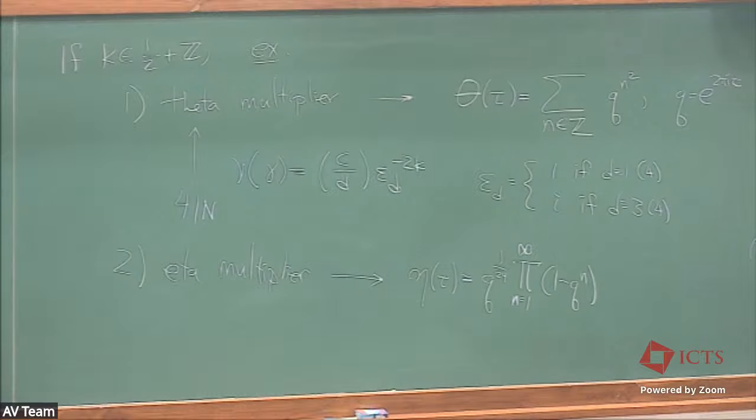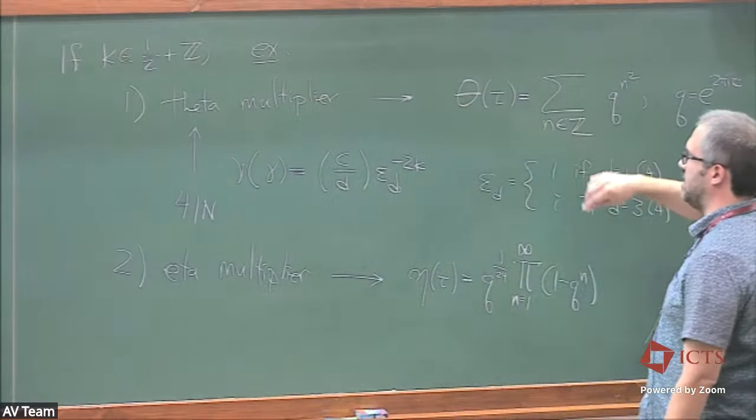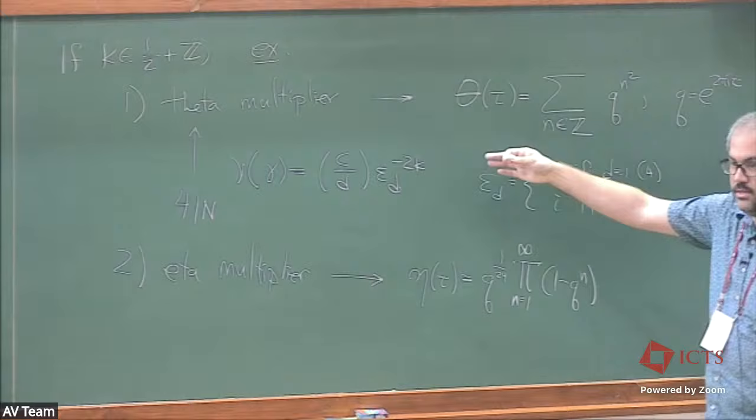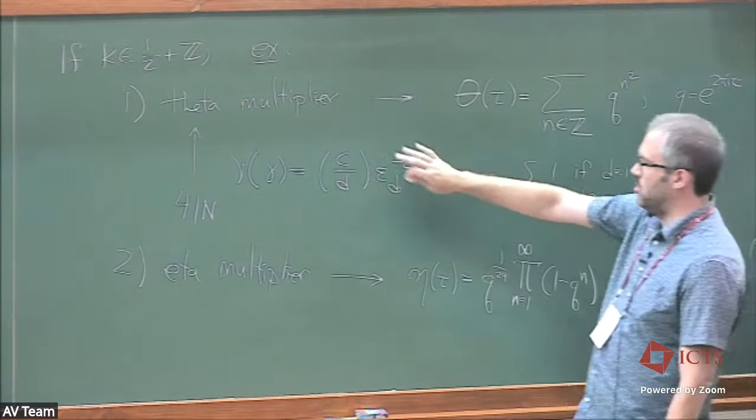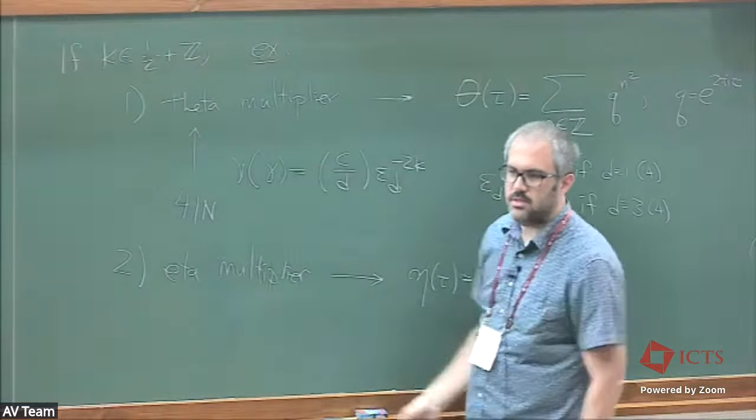Okay, how are we doing so far? Okay, good. Yeah, theta is a modular form of weight 1/2 on gamma 0(4). And so if you want this to be a multiplier system, it has to be a subgroup of gamma 0(4). So we need to have 4 divide n.